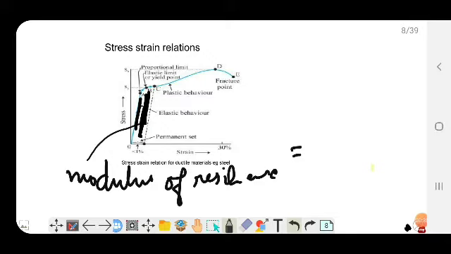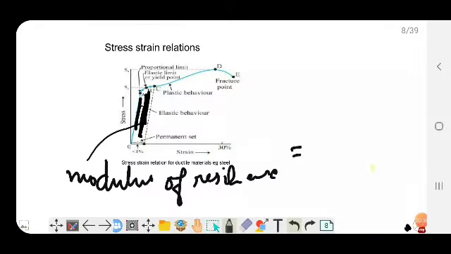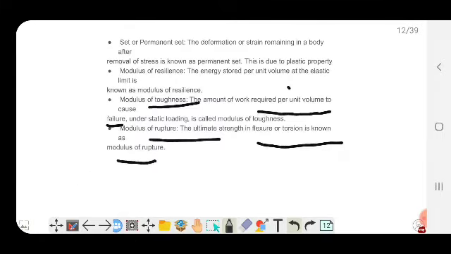When we increase stress, strain also increases. So the area under the stress strain graph up to the yield point, or up to where it gains permanent set, is the modulus of resilience.